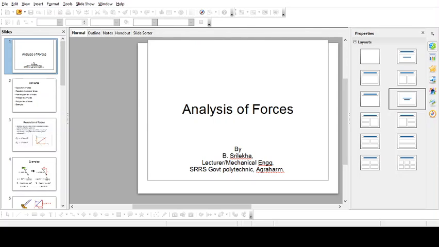Next, the angle. As you know, alpha is equal to tan inverse of Q sin theta by P plus Q cos theta. So tan inverse of 50 sin 60 by 80 plus 50 cos 60. That will give an angle of 22.5 degrees.